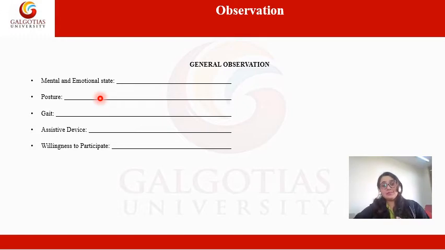If the patient is unable to stand, you can also observe posture in the sitting position or in the lying position. And if the patient cannot go prone, do not observe posture in the prone position. Then we will also observe the gait of the patient, how the patient is walking, and through that we will observe if there is any problem which can be solved. We will have an idea by observing gait, in most cases, what the possible issue could be. Then, is the patient using any kind of assistive device, and is the patient willing to participate or not.